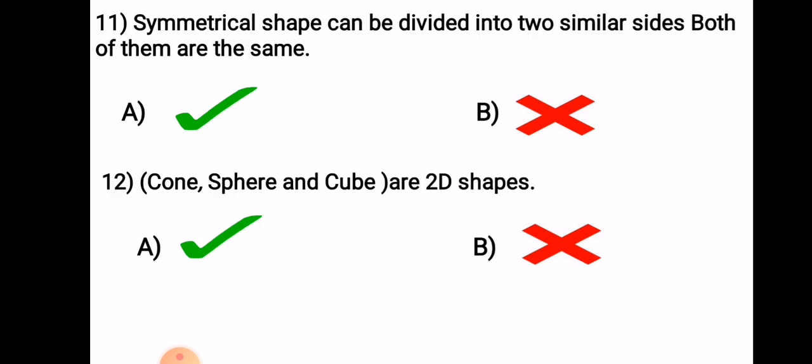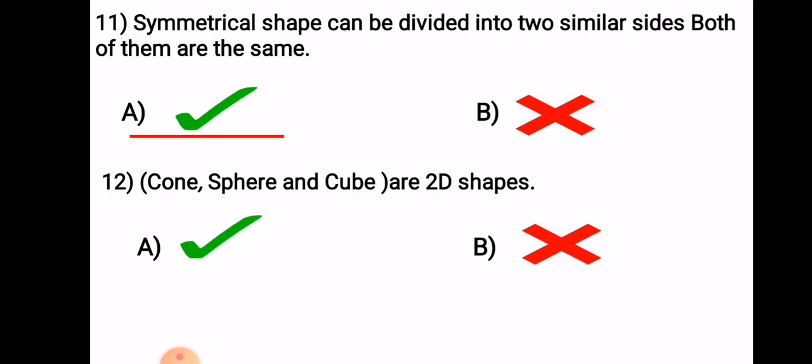And here, symmetrical shape can be divided into two similar sides. Both of them are the same. Is that true or false? Very good. True.